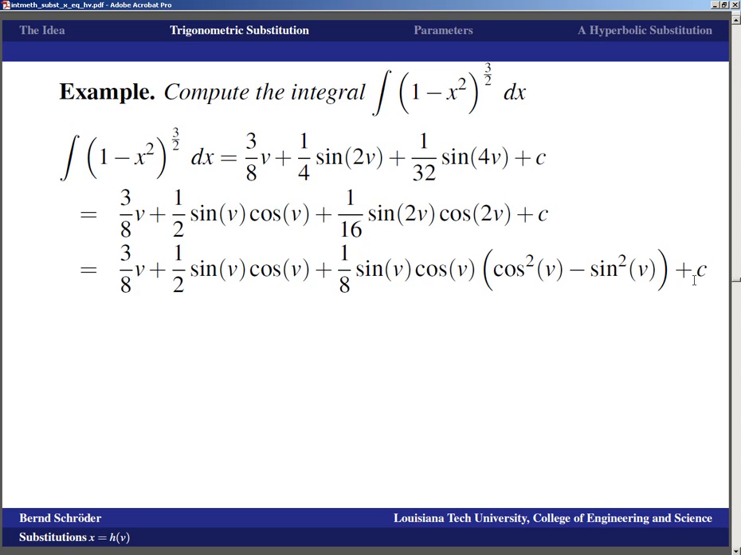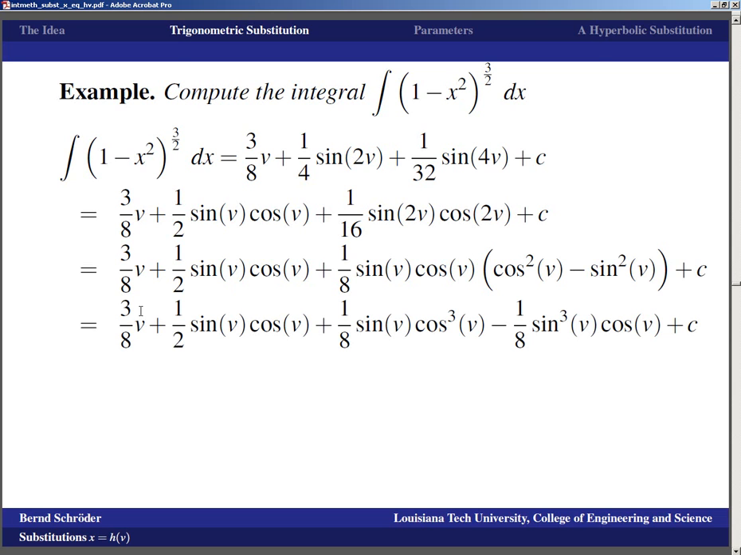And now we just multiply this out a little bit more to have everything in terms of sines and cosines. So again, 3/8 v and 1/2 sine v cosine v stay. Then we've got 1/8 sine v cosine squared v, which gives us the cosine cubed here, and 1/8 sine v cosine v times negative sine squared v gives us the minus 1/8 sine cubed v cosine v, plus c. And now we remember that x is sine v, which means that cosine of v is the square root of 1 minus x squared, and that's what we have to get rid of, right?